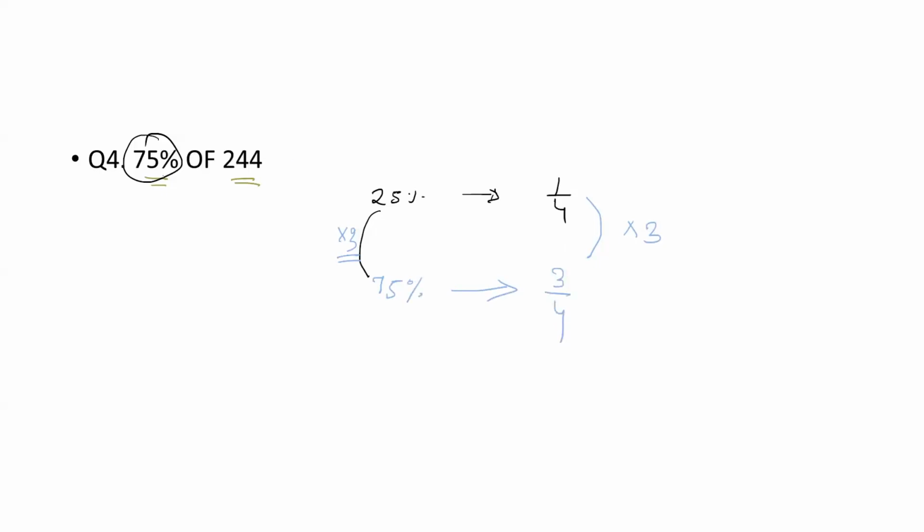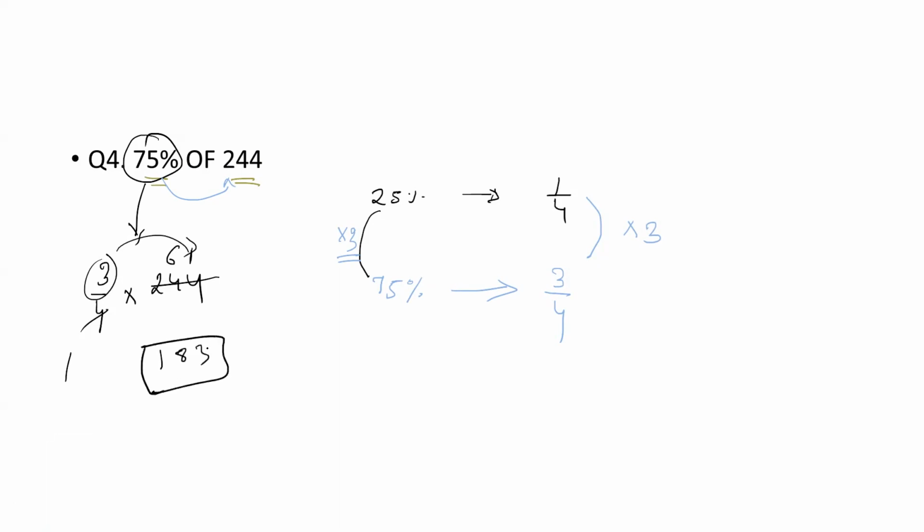What you have to calculate? You have to calculate 75% of 244. Yes, 75% of 244 you have to calculate. So you got the ratio of 75%, that is 3 by 4 into 244. You know 4 ones are 4, 4 sixes are 24, again 4 ones are 4. So 61 into 3 will be 183. So 75% of 244 is nothing but 183.